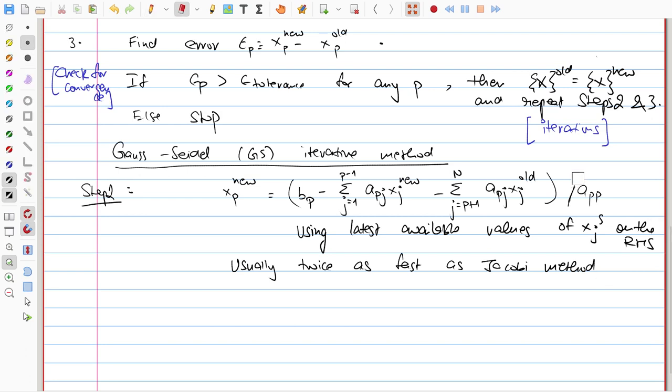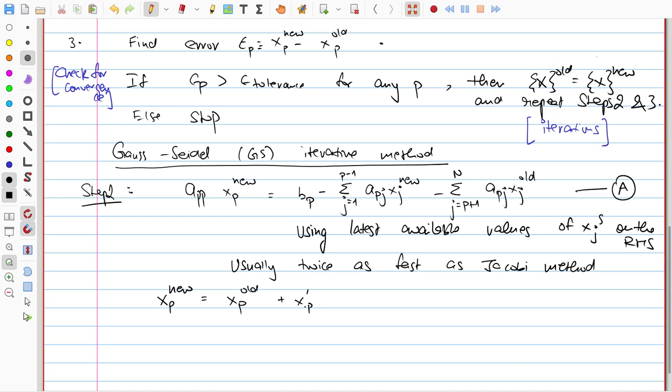So what I'll do is step number 2, I'll write it in a different way. I'll multiply both sides by APP just for the work that I'll be doing now. So we'll call this equation A. And since an iteration is basically improving upon the old value, we can write an iteration as: the new value for xp is some incremental improvement on the old value.